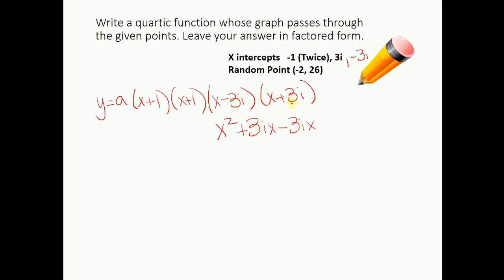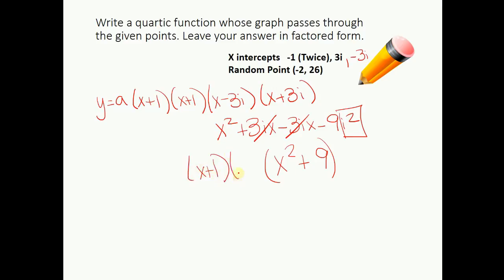And I get negative 3i times 3i. That's a negative 9i squared. So, remember, guys, i squared was just negative 1. So I get negative 9 times a negative 1, which is just 9. So I get x squared plus 9 right there. Then I still have this x plus 1 times x plus 1, which you could write x plus 1 squared if you want. Like that. Now I'm down to not having imaginary or square root in my factored form. So let's plug in our random point.